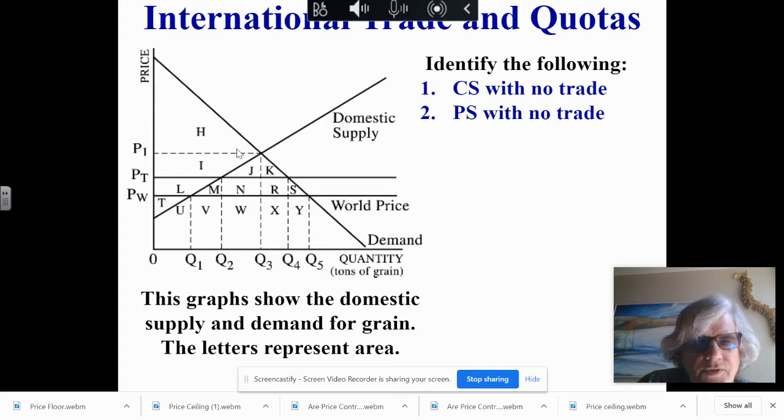Now the producer surplus is anything below the price, so it's I, L, and T. So the producer surplus is I, L, and T. The consumer surplus is H. So that's what we have with no trade.